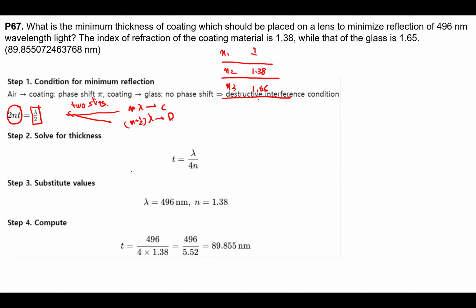And we require destructive interference because it is anti-reflection, meaning there's no reflection due to destructive interference. And then in this case, you get this relationship, and then you can get a T.